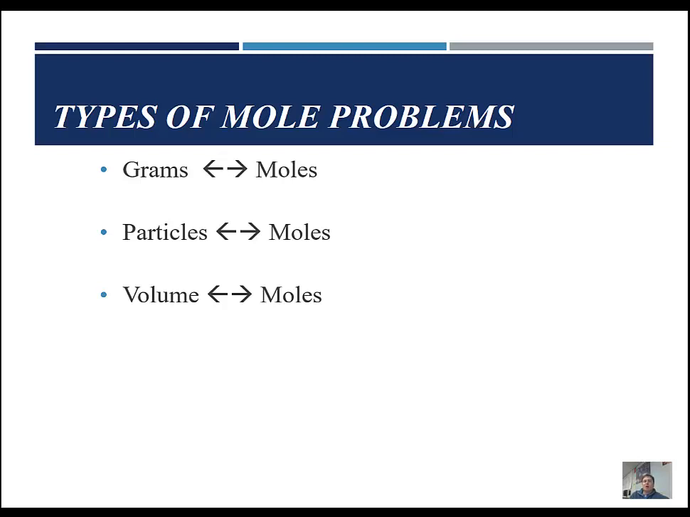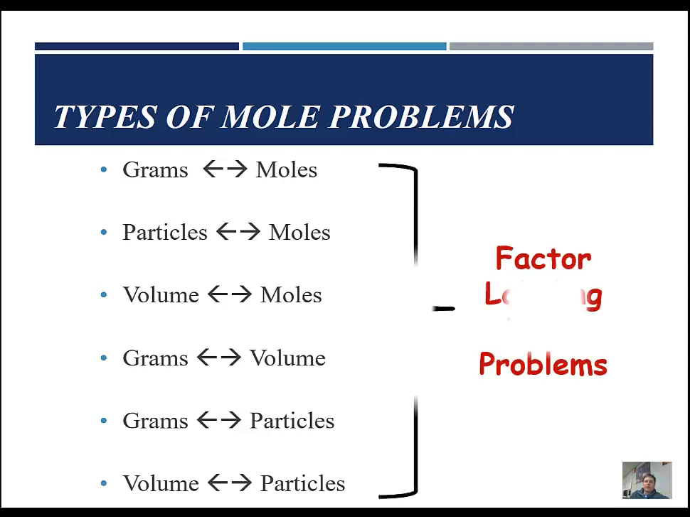Now, there are 3-step problems which are a little longer, like if we went from grams to volume, or volume to grams, or grams to particles, or backwards, or volume to particles. Okay? These are what we call factor labeling type problems, or dimensional analysis problems, that you're going to have to be able to do all of them. Luckily, once you get them down, it's pretty simple. Okay? We just got to follow our units. So let's look at some of these problems.